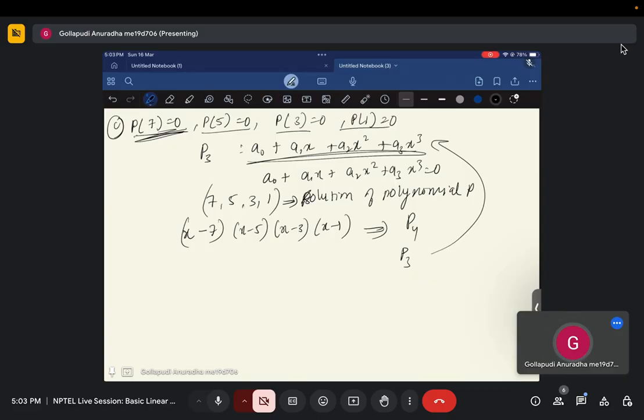So basically from this condition we are getting that the polynomial will have degree 4, but we are in the cubic polynomial space, right? So the only way in which P3 can be equal to P4 is if it is the zero polynomial. But the zero polynomial cannot be a basis, right? Zero polynomial is not a basis.